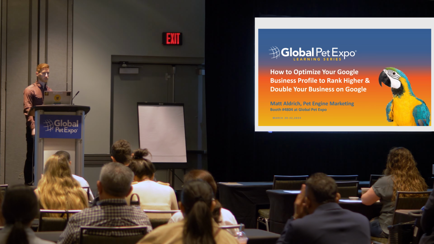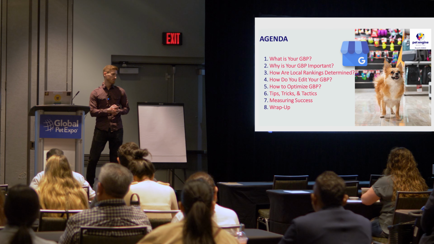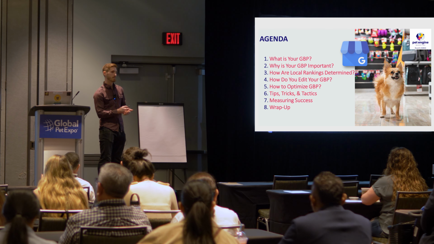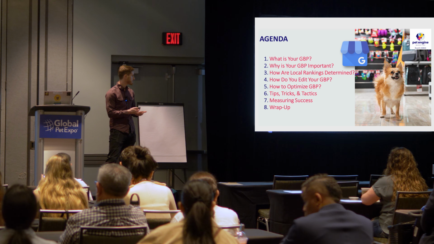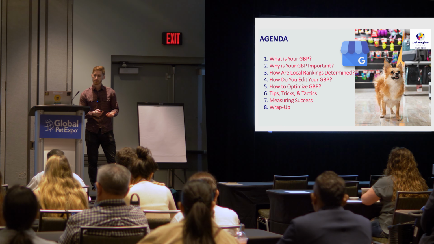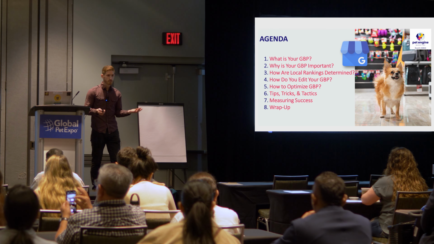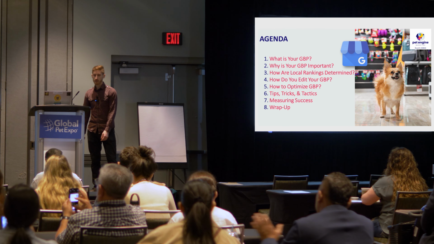I always like to start with an agenda. That way we're organized. You're going to know exactly what's going to happen in the next hour or so. So we're going to talk about what the Google Business Profile is, why it's important. We're going to talk about how local rankings are determined. We're also going to talk about how to edit your Google Business Profile. And then meat and potatoes is going to be how to optimize it. I've got some tips and tricks and tactics that I think are super helpful for local businesses. And then measuring success. Everybody, when it comes to marketing, they want ROI, and then we're going to wrap up.